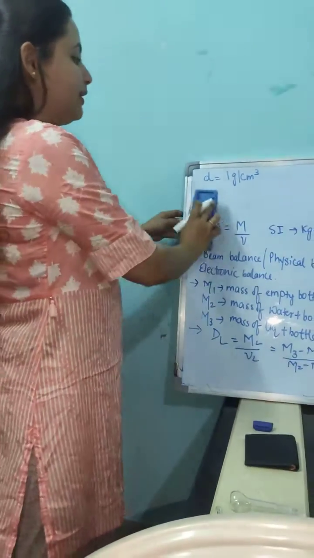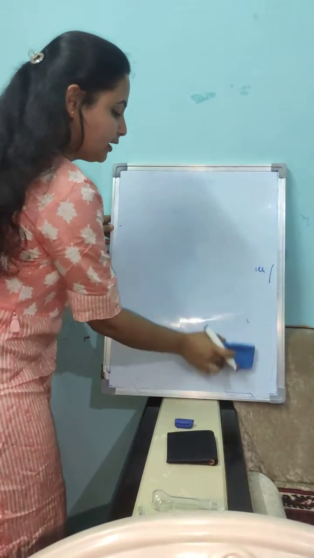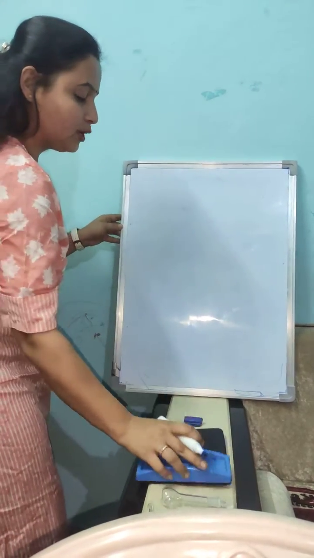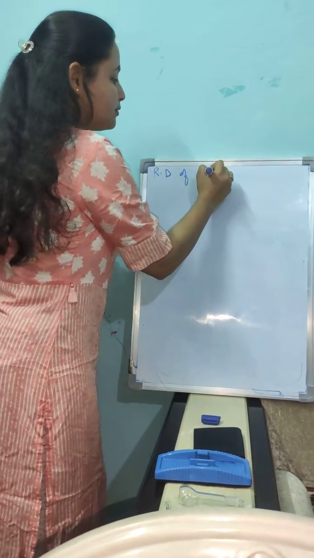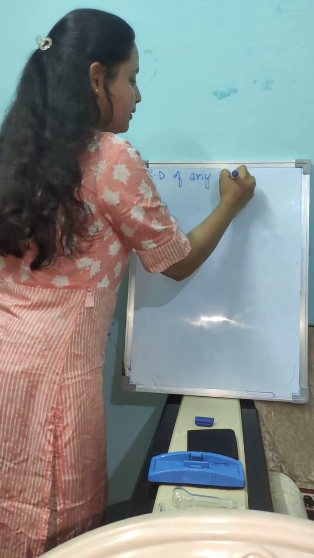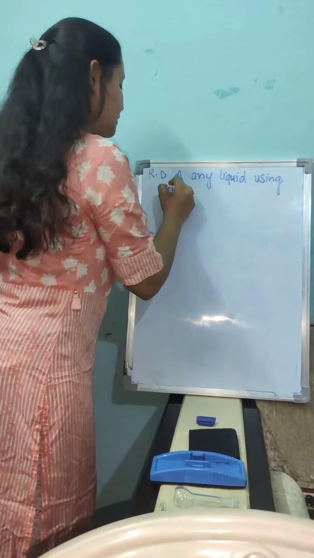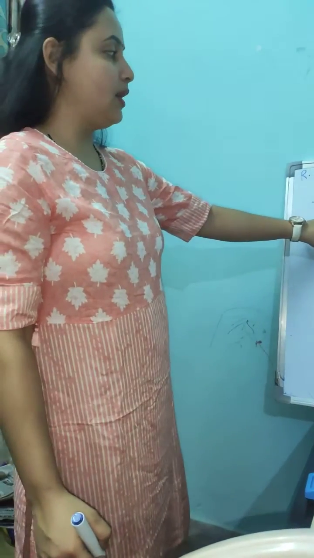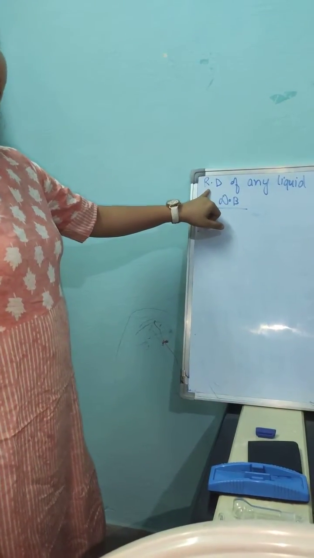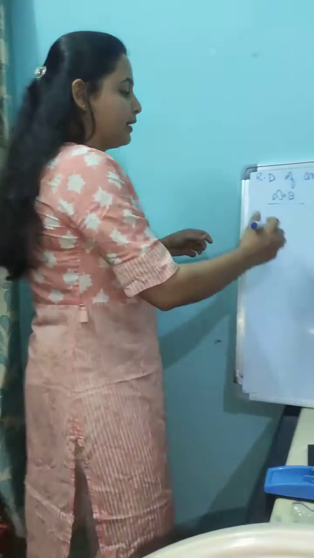Let us move to the next concept. The next concept that we have to learn today is how to find the relative density of any liquid using a density bottle. Again we use the same thing, the density bottle, but here we will find relative density. First let us understand what relative density is.